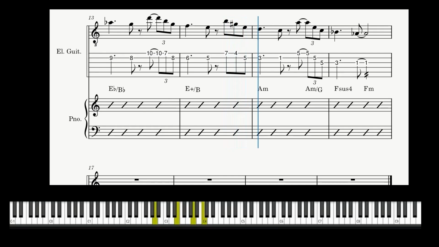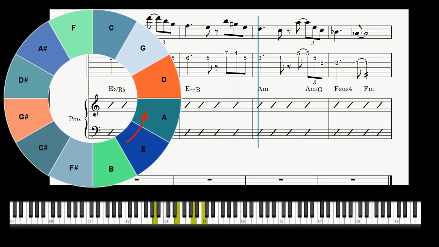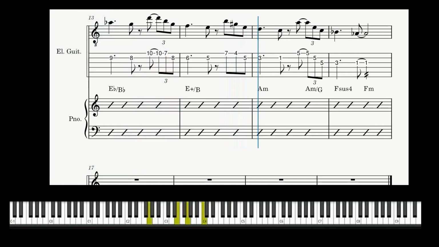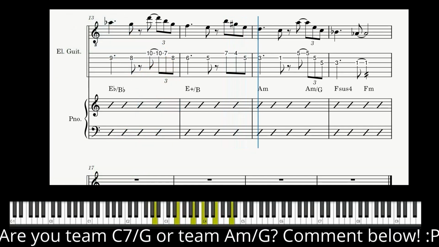resolves to A, and once again, Pat Metheny and Lyle Mays are super aware of their circle of fifths, because E to A, they're a fourth apart from one another, and then this passing tone goes to C. How do we get from here?